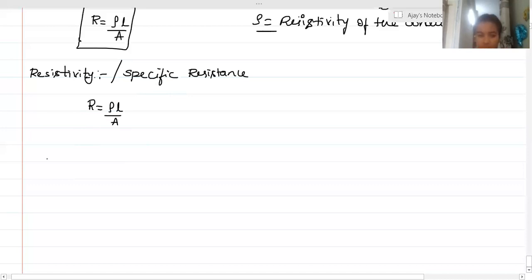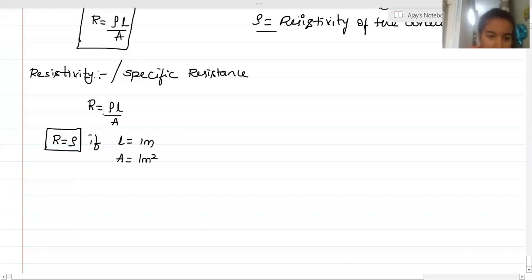So from the above formula, R is equal to rho L by A. R will be equivalent to rho if the length of the material is 1 meter and the area of cross section of the conductor is 1 meter square. If you substitute 1 and 1, 1 by 1 is 1 only. So 1 into anything is the same thing you get. So R will be equivalent to rho.